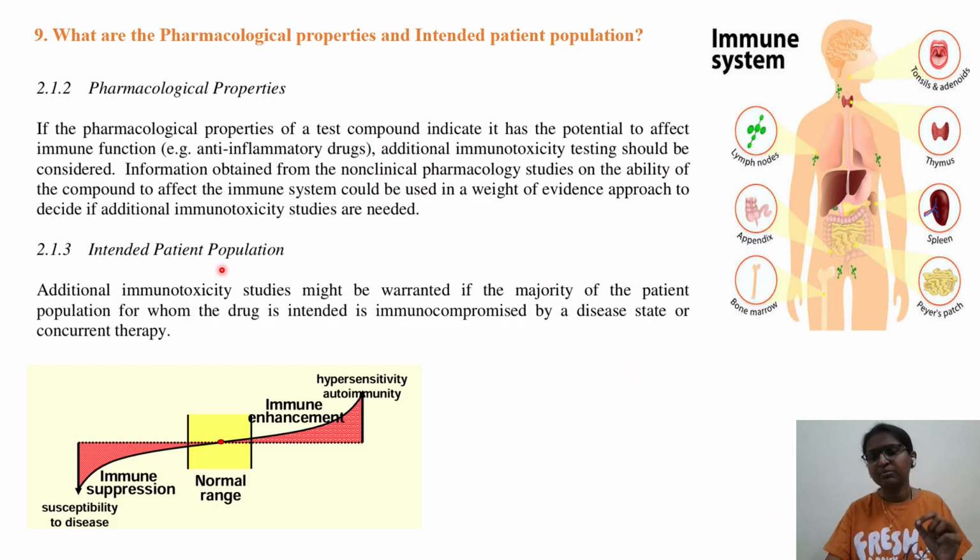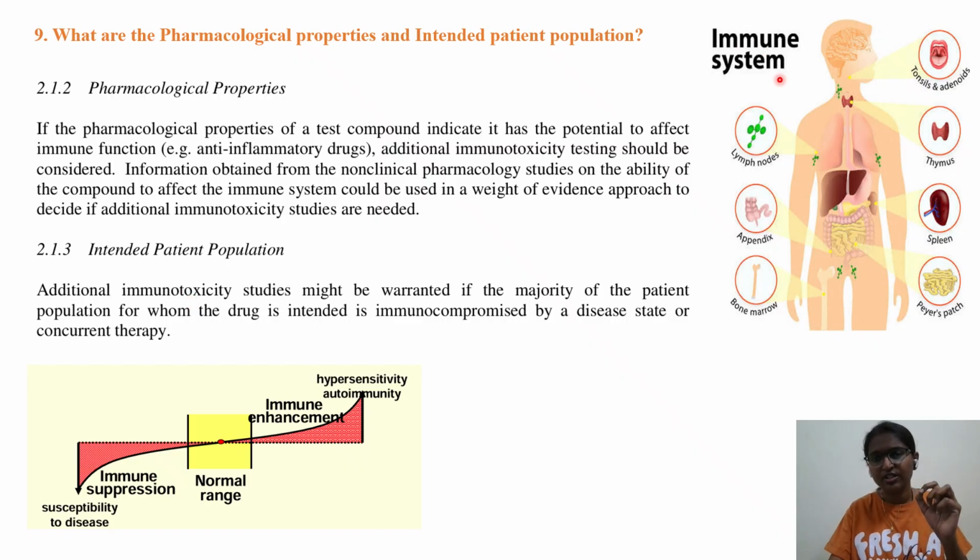So next is intended patient population. Here you have to see additional immunotoxicity studies should be warranted if the majority of the patient population for whom the drug is intended is immunocompromised. For example, in your trial, you are considering patients who have kidney failure, liver failure, or you're considering a patient who is already having cancer. Already in those sections of people, their immune system is compromised, or they might be having certain genetic disease. Okay, so in such cases, or there might be concurrent therapy where you are using comorbid conditions. So in this case also, you have to look for the intended patient population.